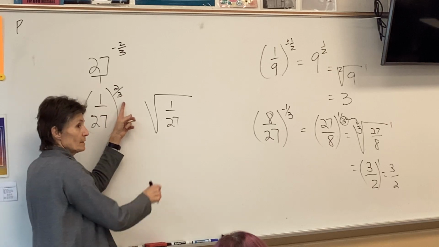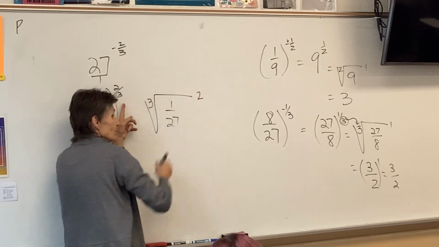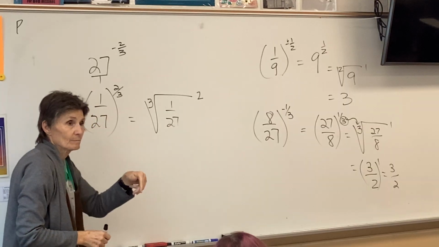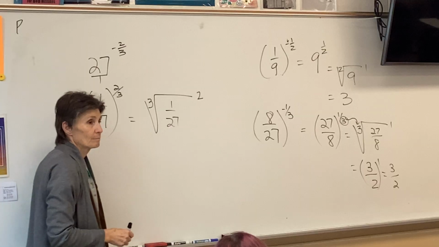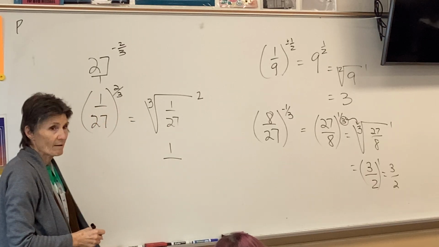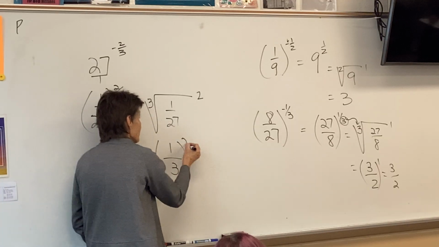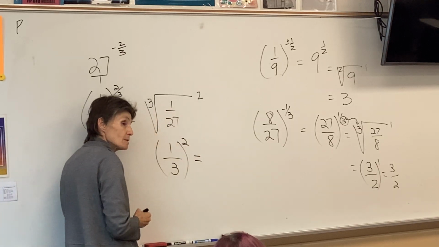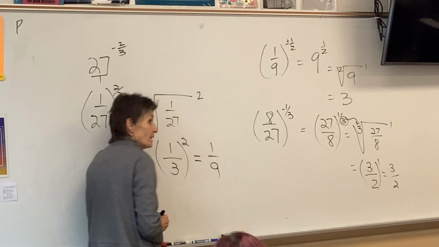What kind of radical is it? Cube root, squared. So what's the cube root of 1? 1. What's the cube root of 27? 3. But I have to square it, so my final answer will be 1/9.